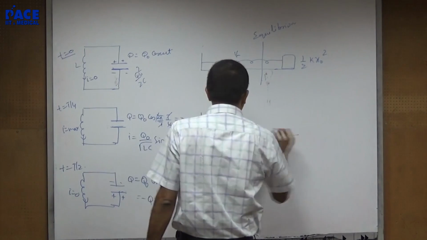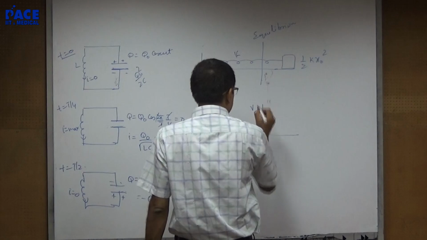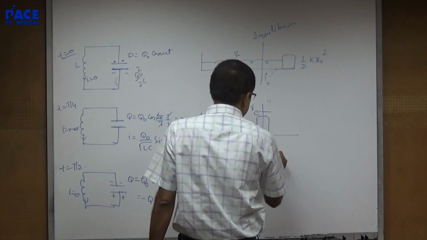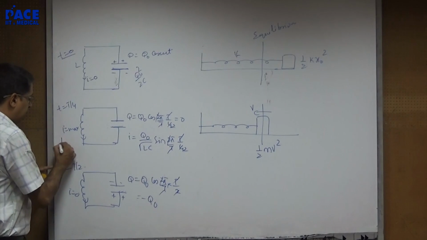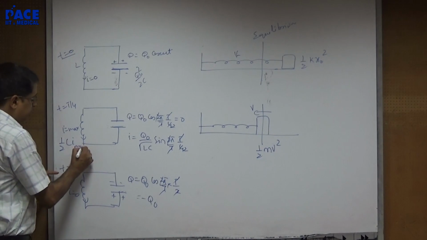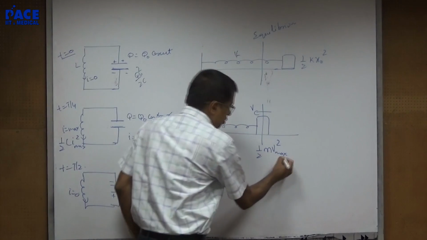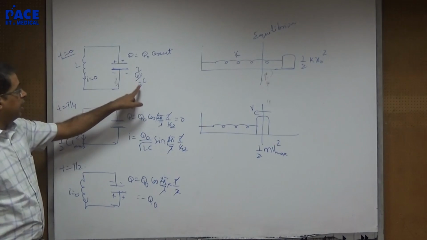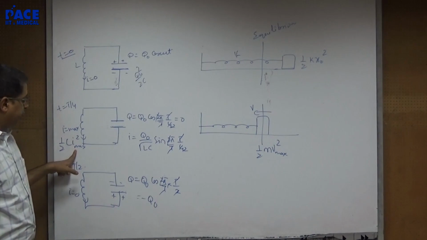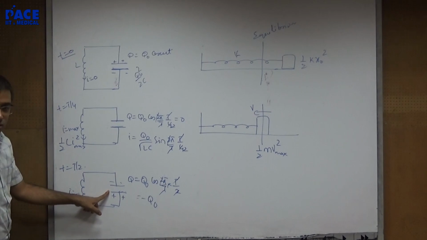Then at time t equal to T by 4, it's passing through with a velocity of v. Its energy is half mv square. They are comparing kinetic energy with half L I maximum whole square, half m v maximum whole square. Velocity is being compared with current. Electrostatic energy is converted into magnetic energy. Magnetic energy is reconverted into electrostatic energy.